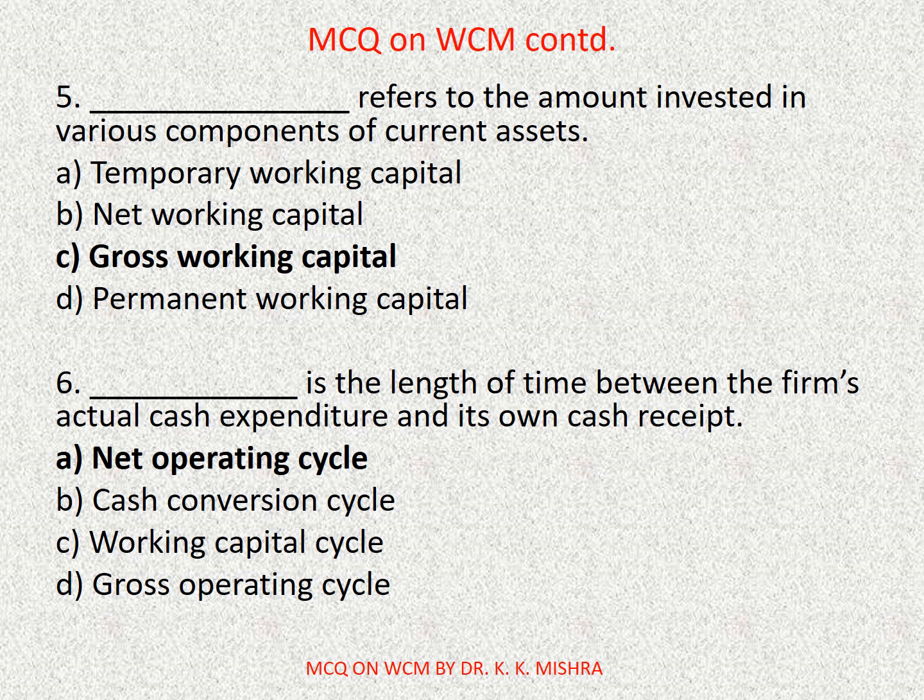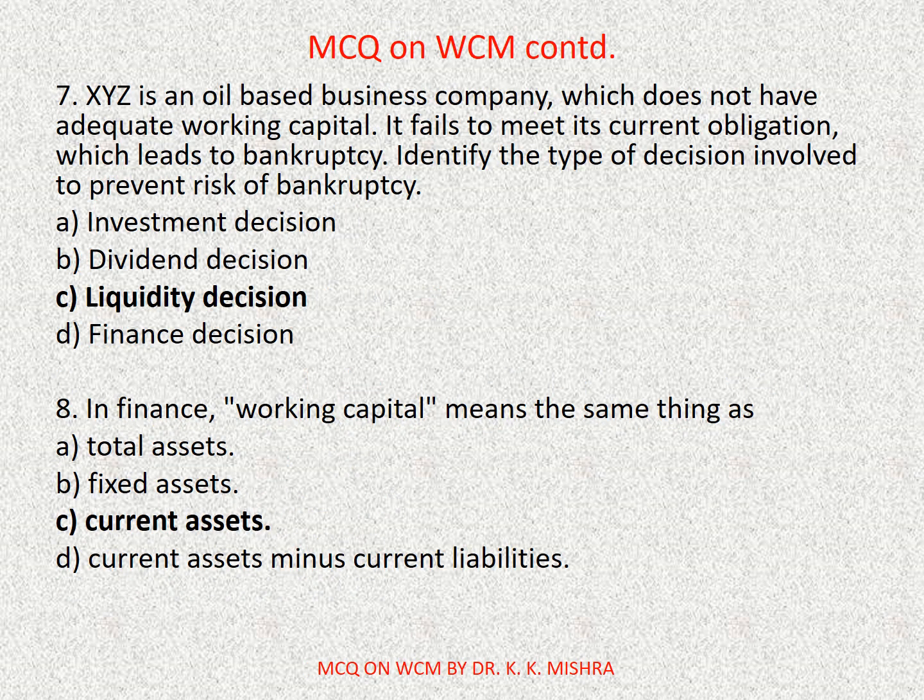Now question number 6. Dash is the length of time between the firm's actual cash expenditure and its own cash receipt. Options are A. Net operating cycle, B. Cash conversion cycle, C. Working capital cycle, D. Gross operating cycle. Correct option is A. Net operating cycle.